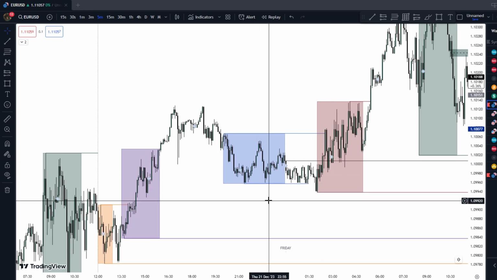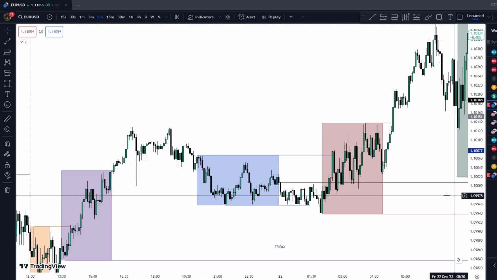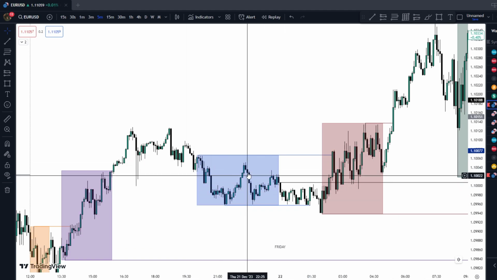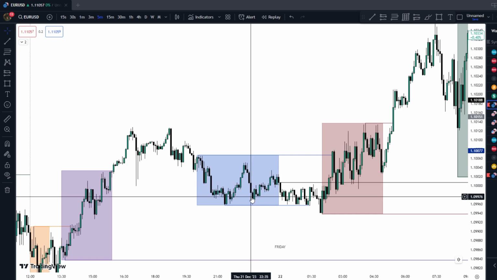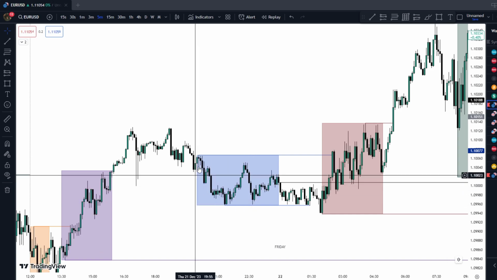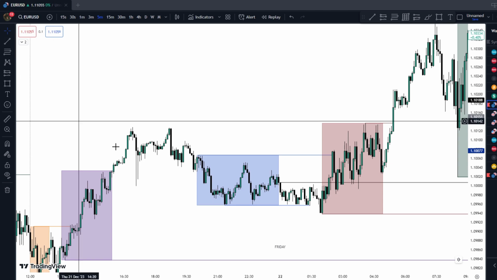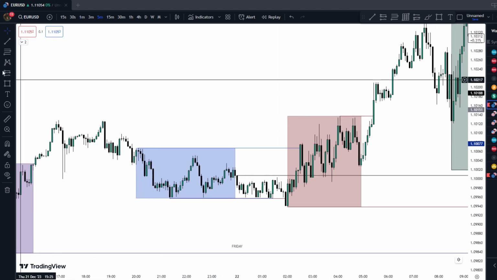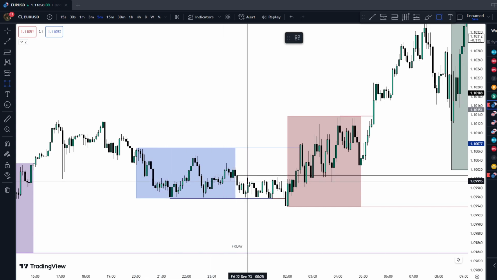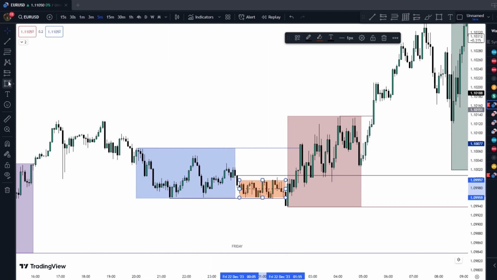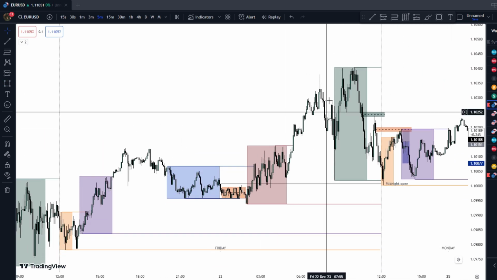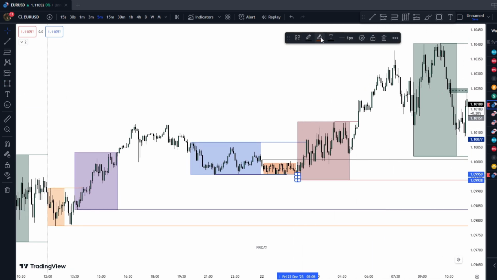Here, let's do this. As you can see, Asia. What did Asia do? We're ranging, right? We engineer liquidity. Yeah, that's what it's called. We have equal lows here. Before London, we have equal lows. So this is accumulation, and this is the manipulation phase, and we distribute to the upside. Let's do this manipulation.